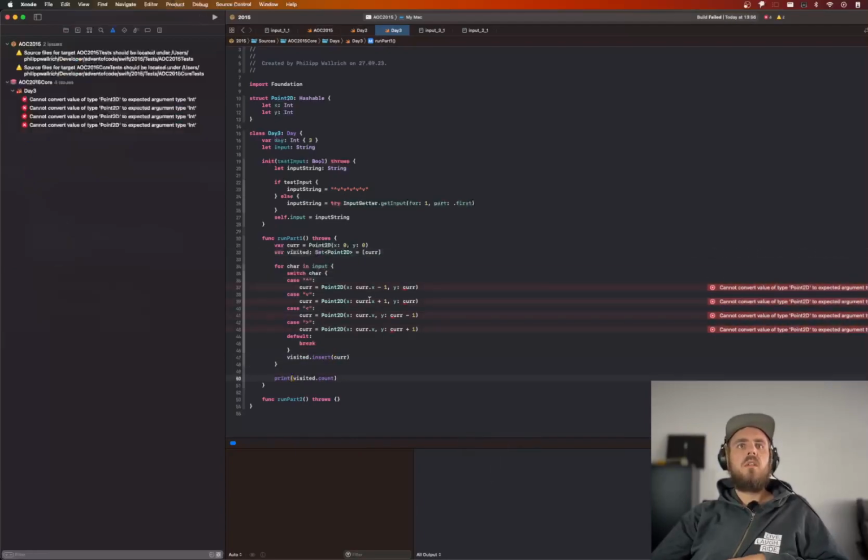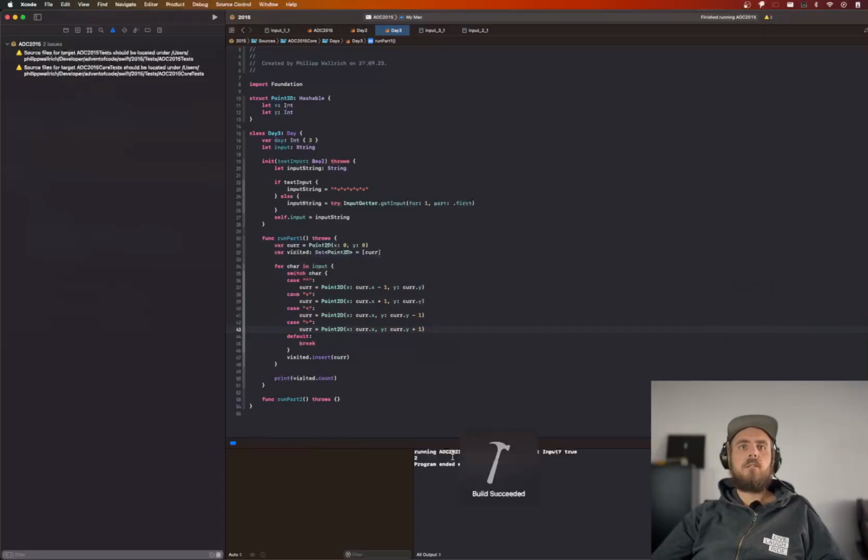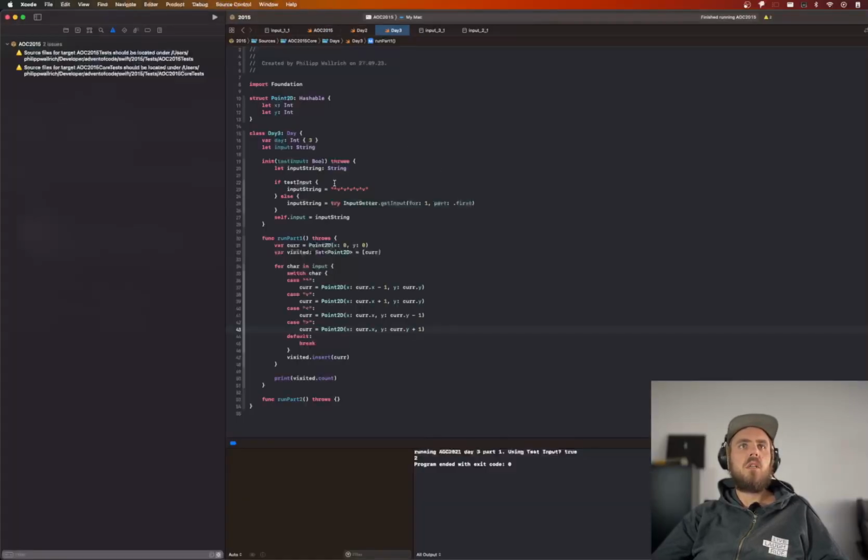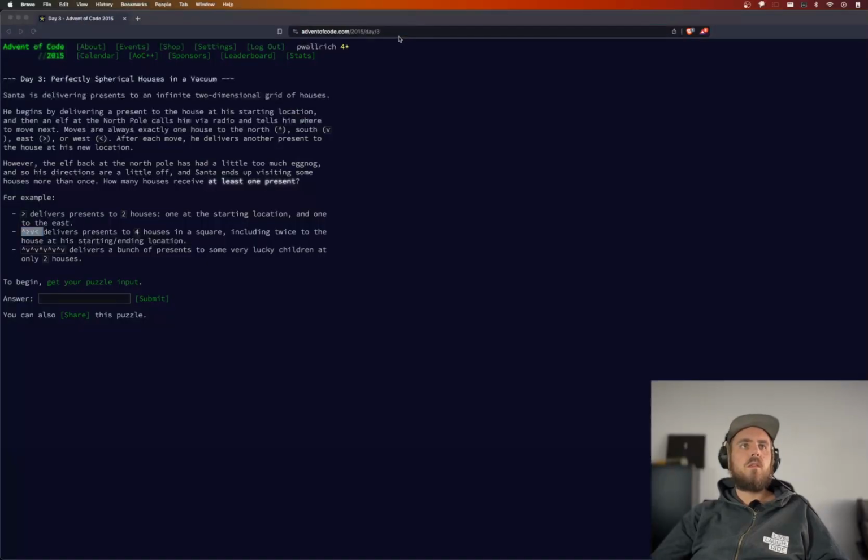Cannot, cur dot y, dot y. What happens? 2. That's what we expected. Let's just test the square thing really quick. So we also have the other directions in it. 4. That's also what we've expected.